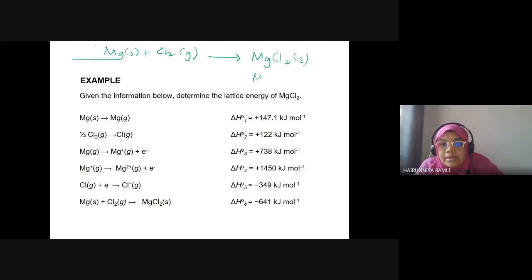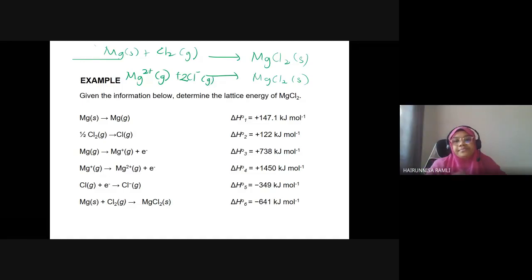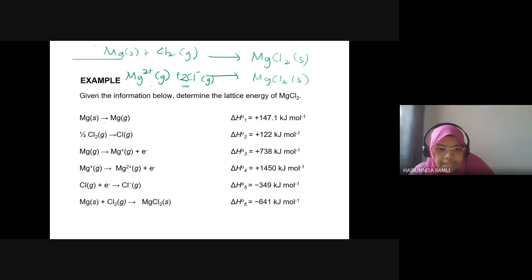And kalau dia lattice, you akan dapat like this. Mg2 plus gas plus Cl minus kat sini 2 gas. Ada lain sikit. Sebab apa? Kat sini ada 2. And kat sini 12. So dia sama juga. Dia nak determine lattice energy. So this value lah. What is the delta HLE here?